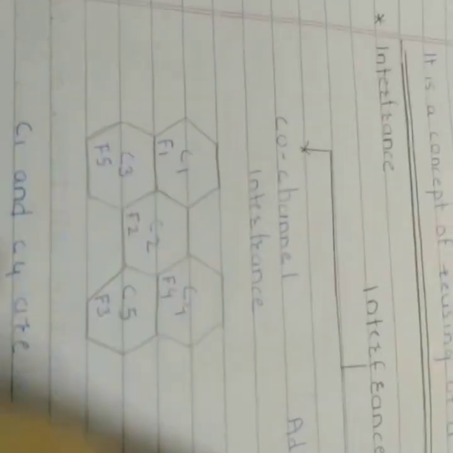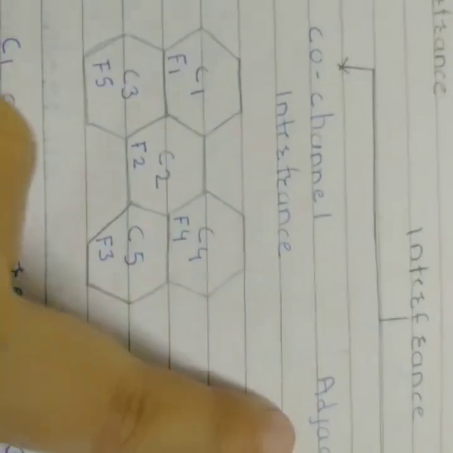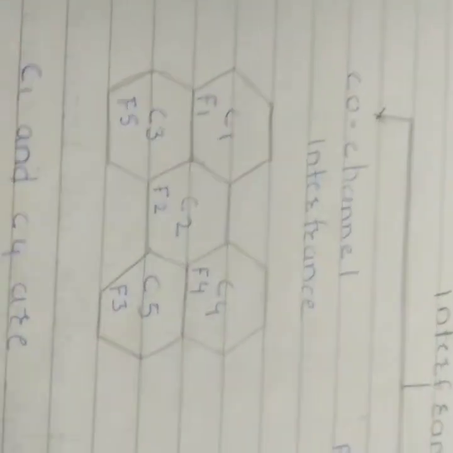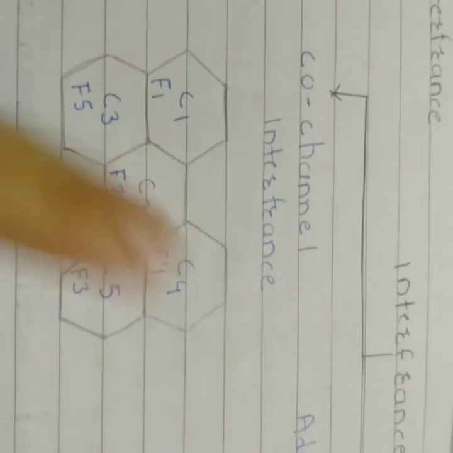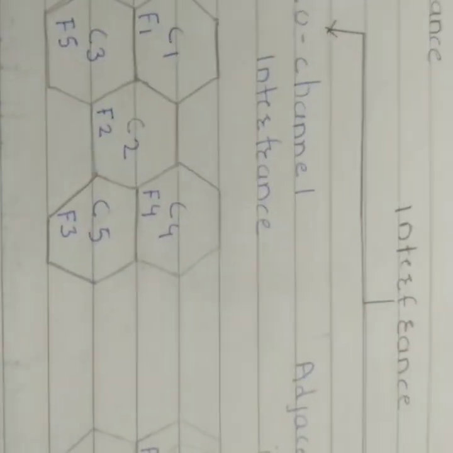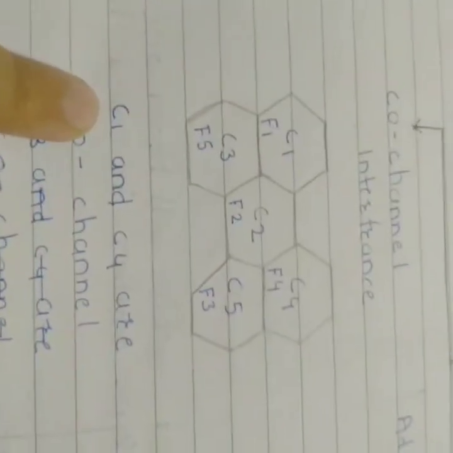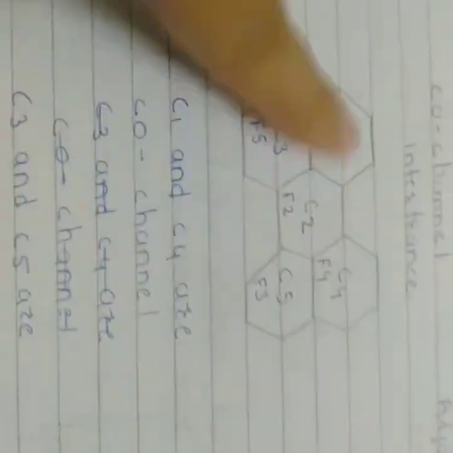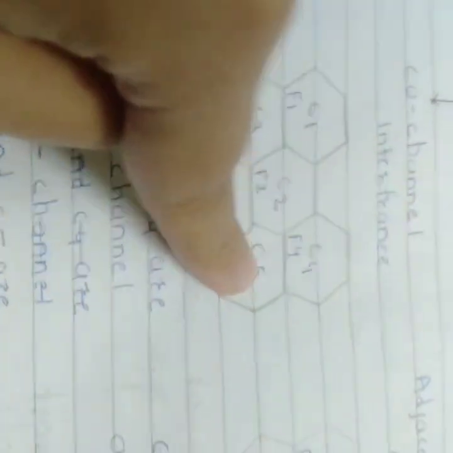So what is interference now? Interference has two types: co-channel interference and adjacent channel interference. We'll see them by the diagram of co-channel interference and adjacent channel interference. So there are five cells: C1, C2, C3, C4, C5. C1 and C4 are the co-channel cells, and C3 and C5 are the co-channel cells.